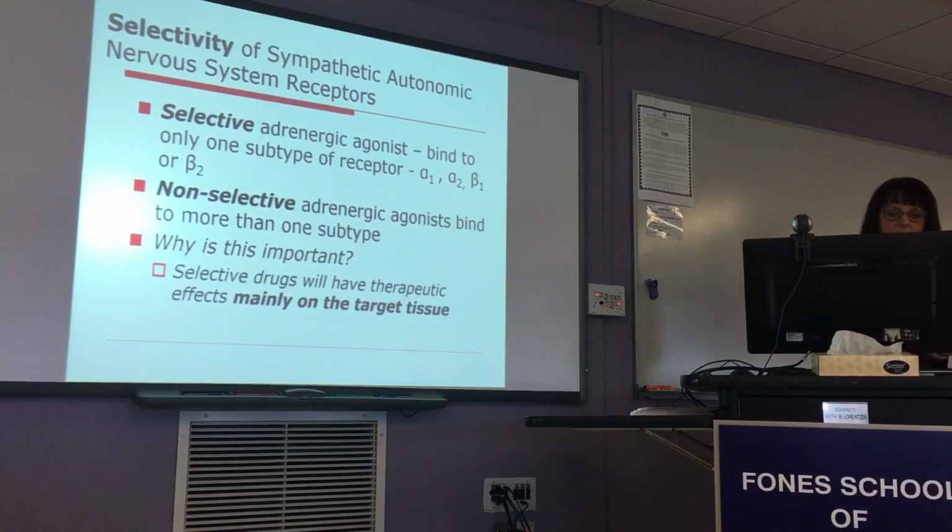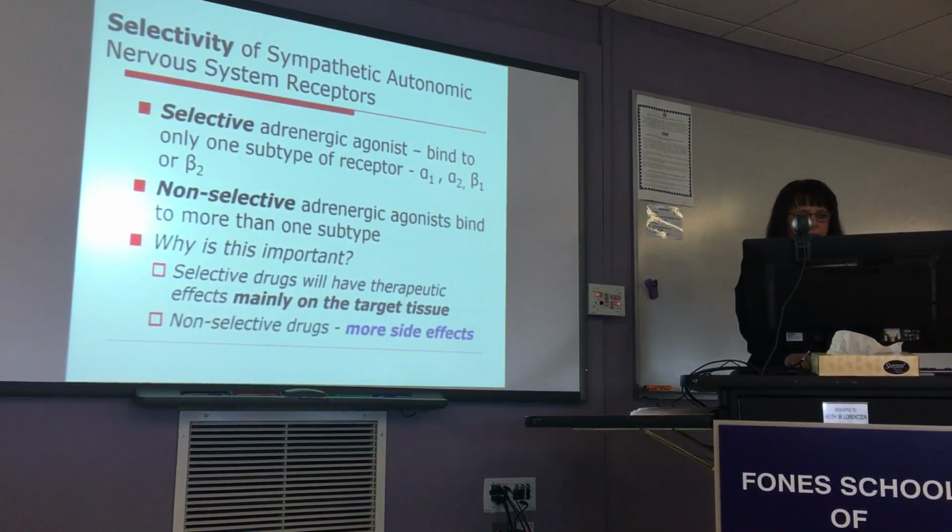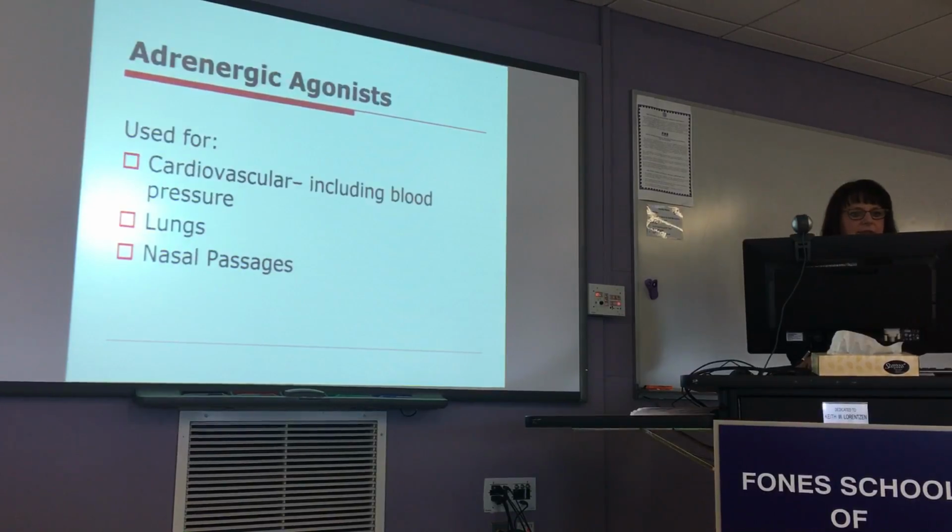So selective drugs will have their therapeutic effect on the main target tissue they want it to. Non-selective drugs might affect more than one type of receptor and have more side effects. So as new drugs come out, they seek to make them more selective so we don't get these negative side effects. Great, okay? Non-selective, more side effects. Okay. Adrenergic agonists, okay, are used for cardiovascular effects. They're used for effects on breathing in the lungs, and they're used for the nasal passages.